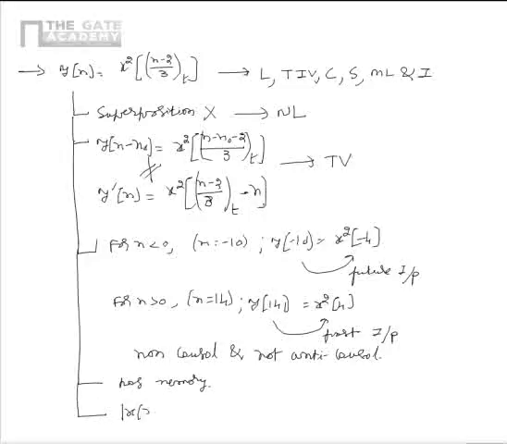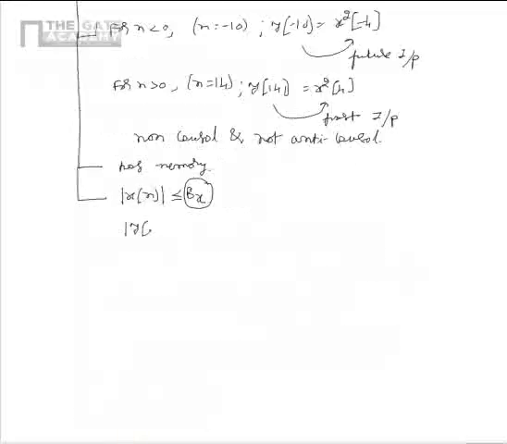Also, if we assume that the input is bounded, that is mod of x of n is less than or equal to Bx, where Bx is finite, we can say that mod of y of n will be less than or equal to Bx squared. This is for every n. From this, we see that the system is BIBO stable.